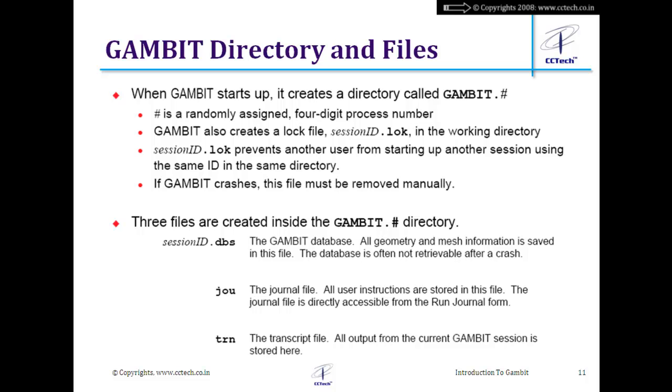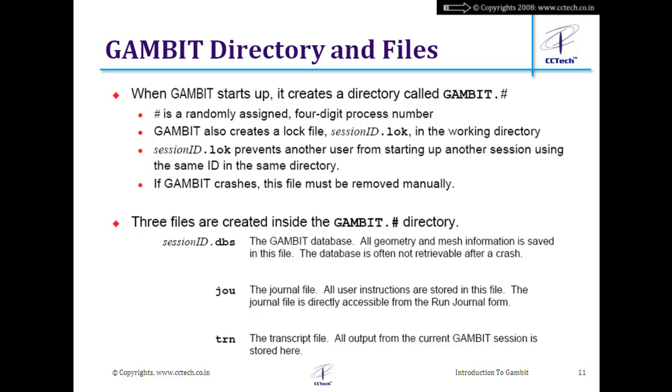One is the DBS file, which is nothing but a database file. In the database file, everything will be stored, in the sense the geometry, all the geometrical information, all the mesh information, and all boundary condition information will be stored in the DBS file. So everything is there in a DBS file. If you have only the DBS file, that will also be sufficient to start a new session, in the sense to work on that particular geometry.